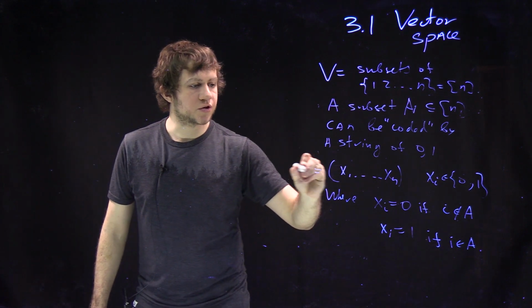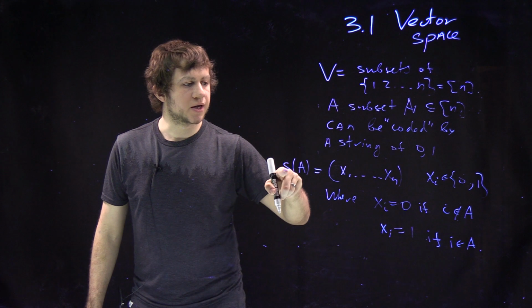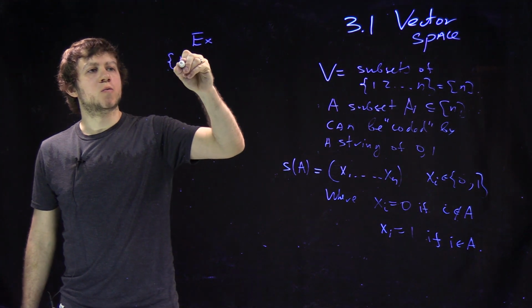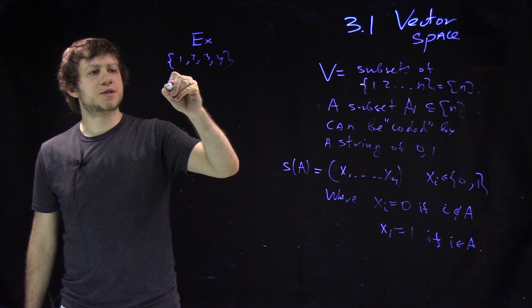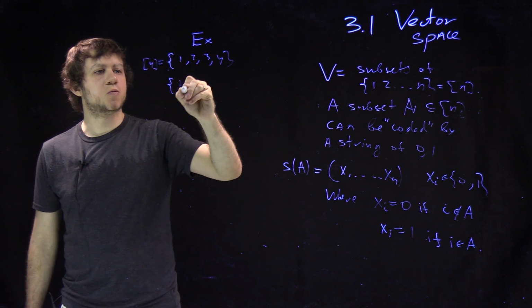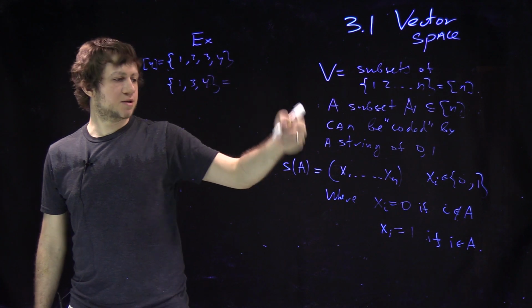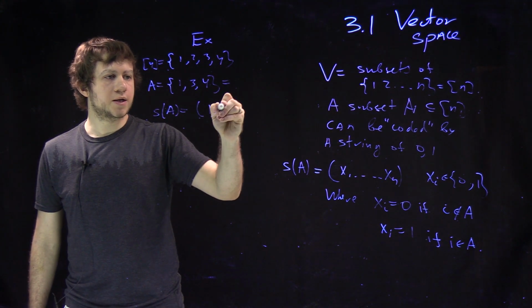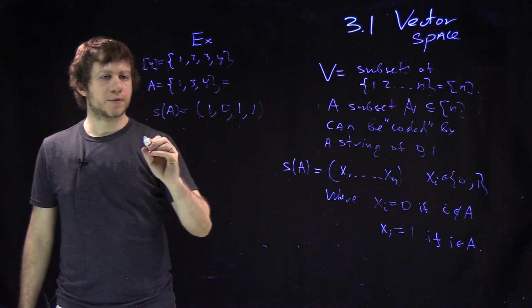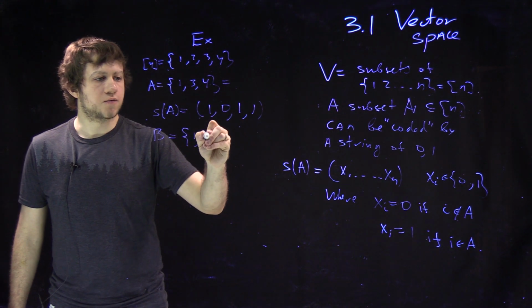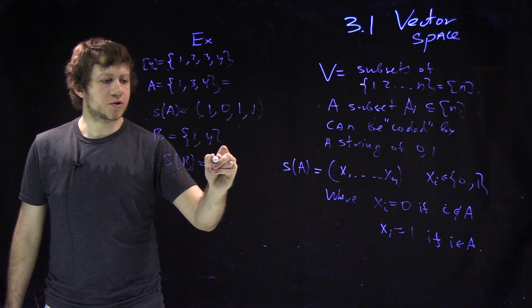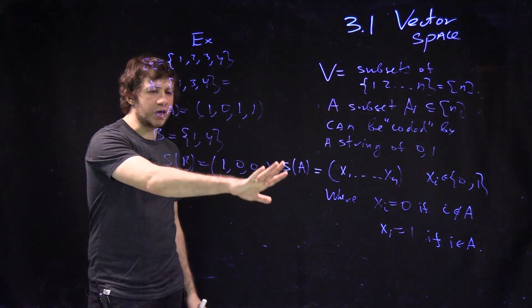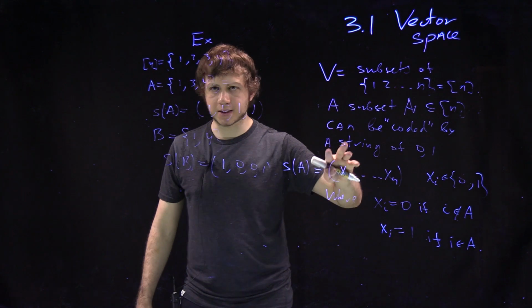Let's denote the code, for instance, by S of A, which will be a string corresponding to a set A. For example, if you have the set 1, 2, 3, 4, and you have a subset A, which is 1, 3, 4, then S of A is 1, 0, because 2 is not there, 1, 1. If B is, for instance, 1, 4, then S of B will be similarly 1, 0, 0, 1. That's a nice way to think about it, and of course the number of such strings is exactly 2 power n.